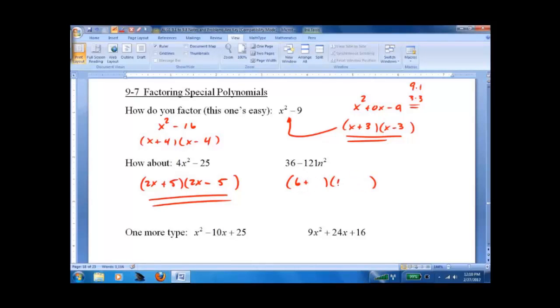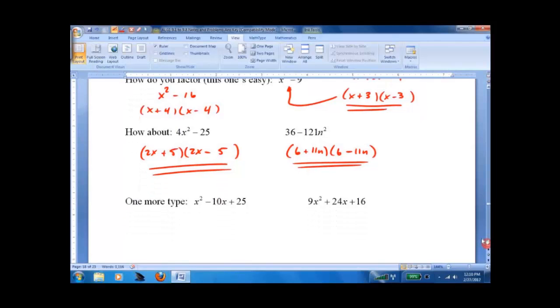And that's it. So here, even though it's written wrong, we can still do it. 6 plus, 6 minus, 11n, 11n, done. A lot of people struggle with this because they don't realize how simple it is, how quick it is. So just make sure you see it and you shouldn't have any problems.